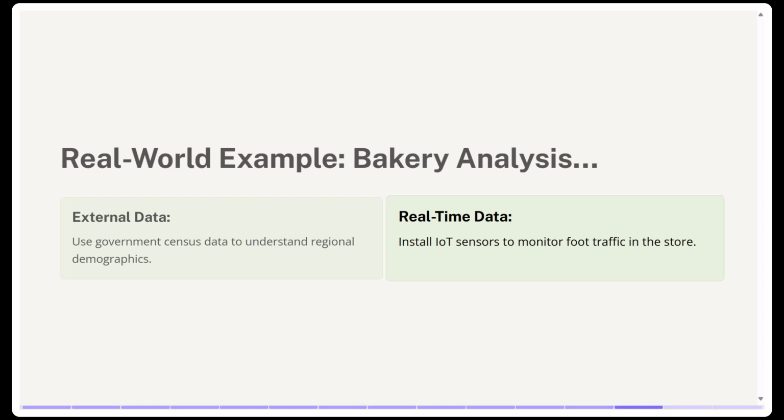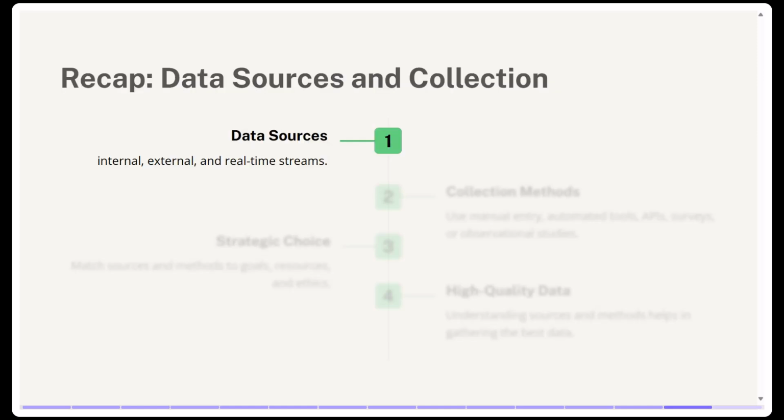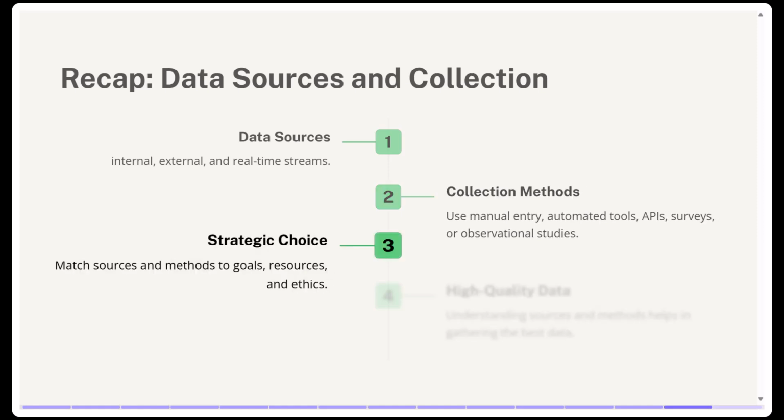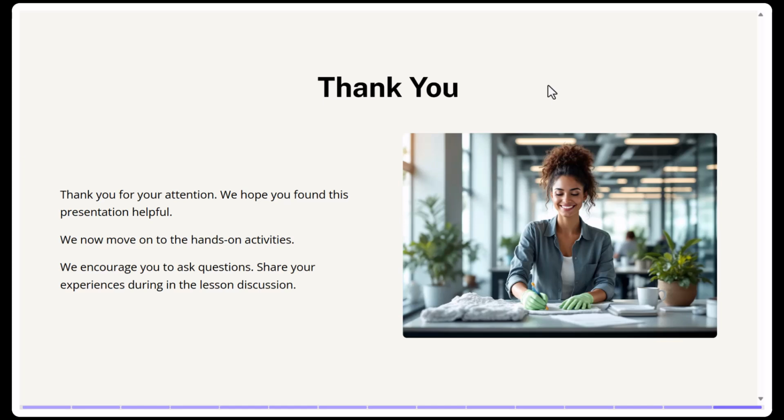So let's have a summary of what we've learned. We've learned that data can come from internal systems, external databases, and real-time sources. Common data collection methods include manual entry, automated tools, APIs, surveys, and observational studies. Choosing the right source and method depends on your goals, resources, and ethical considerations. And finally, understanding these options helps you to gather high-quality data for analysis. We can now move on to the hands-on activity.